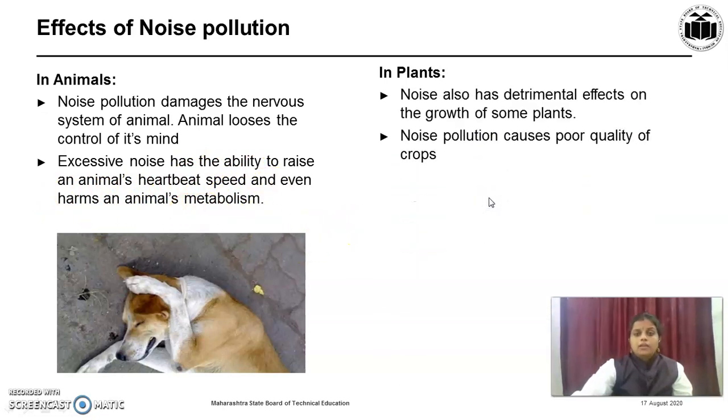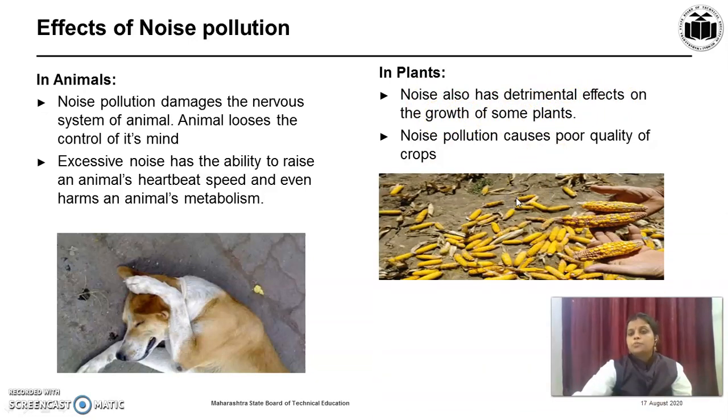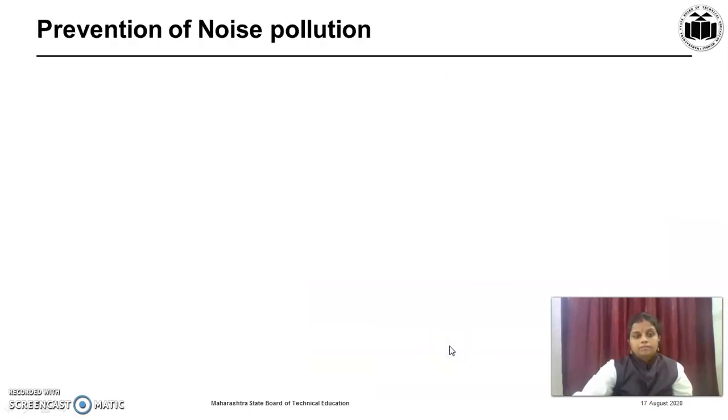In plants, noise also has effects. Noise also has detrimental effects on the growth of some plants. Noise pollution causes poor quality of crop, hence it should be avoided.